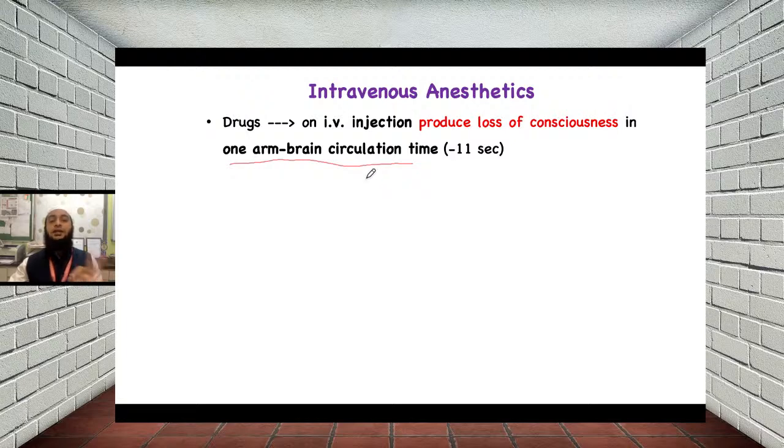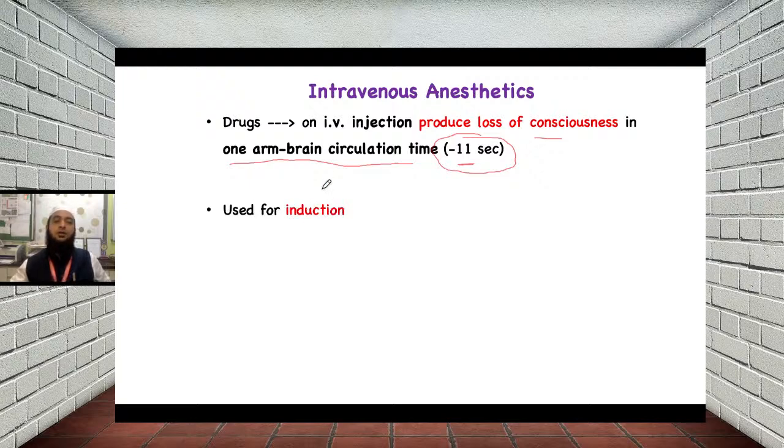So only those intravenous general anesthetics, or only those intravenous CNS depression drugs, which are able to produce loss of consciousness within one arm brain circulation time, that is 11 seconds, are considered intravenous anesthetics. Otherwise they do not fit into the category of intravenous anesthetics. Although there are many drugs which don't fit into this category, they don't induce anesthesia within 11 seconds, but still they are used as inducing agents for different purposes. Okay, so this is the definition of intravenous anesthetics. Let's see why we are using it.